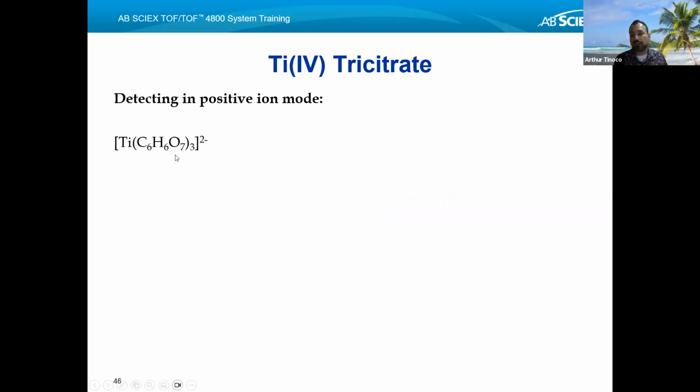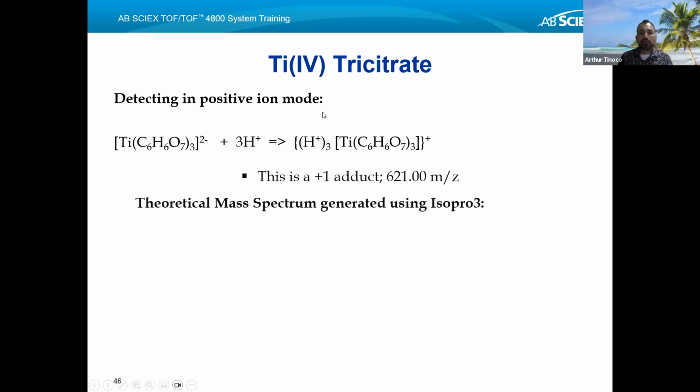So I just basically wrote it in this elemental form. And then a possibility is that because of the TFA in your MALDI solvent, the protons will interact with your species of interest, and it will form a proton adduct. You will need 3 of these protons in order to form an adduct that has a +1 charge. That +1 charge can be detected by the positive ion mode. And so that +1 adduct has a monoisotopic weight of 621 mass by charge.